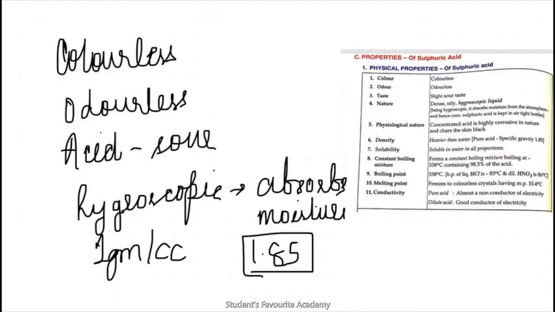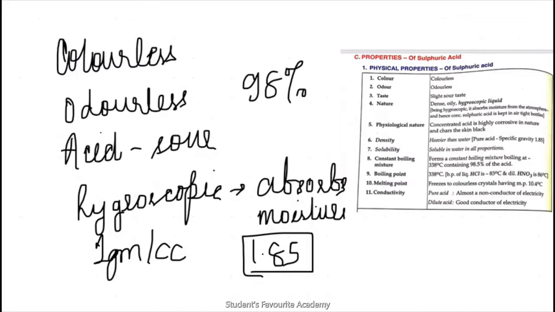Now when we talk about solubility, children, it is soluble in water in all proportions, meaning irrespective of how much sulfuric acid you take, the entire quantity will be soluble in water. If you want to prepare 10% acid, that is 10 parts of sulfuric acid and 90 parts of water, that is possible. If you want to prepare 98% sulfuric acid, meaning 98 parts of sulfuric acid and 2 parts of water, that is also possible. So it gives solubility in all proportions.